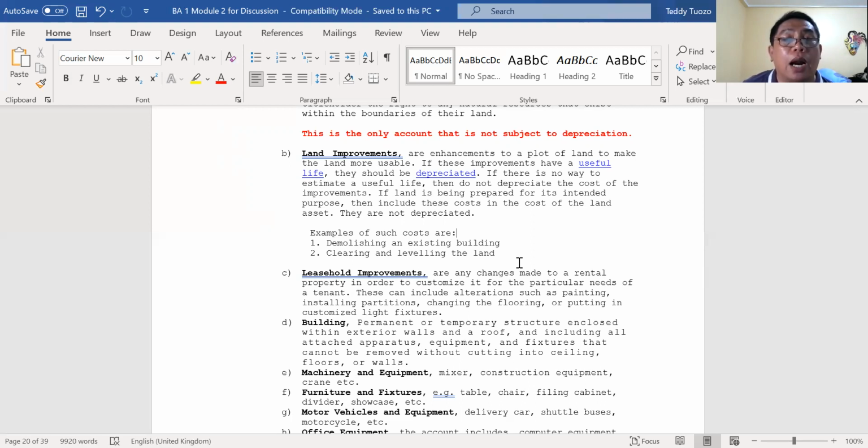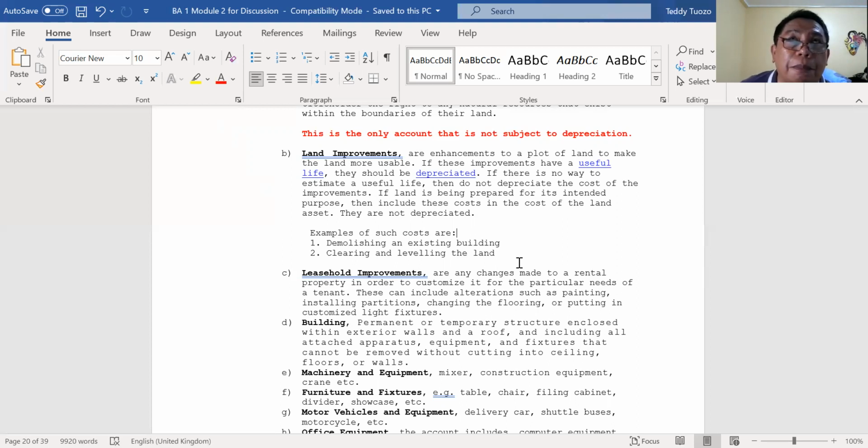Examples of such costs are the demolition of an existing building. So remember, for example, you bought land and the price you paid for the land is 1 million pesos. But there is an old building, and it cost you to hire people or to hire a construction firm to demolish the building. Maybe the building is big and you don't want it because it is dilapidated or old, then the demolition should be part of the cost of the land, no?